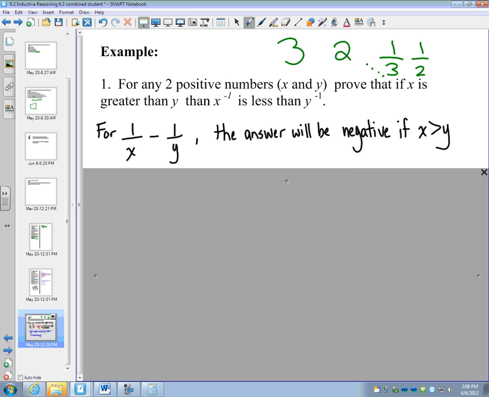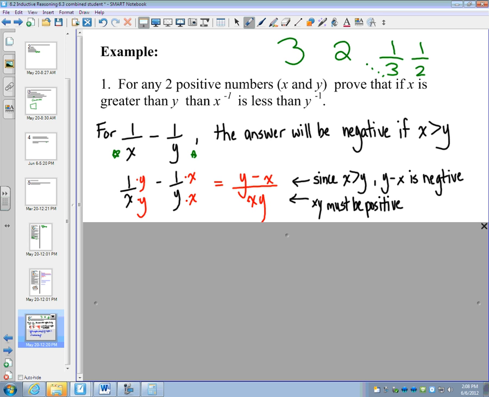Okay? So for 1 over x minus 1 over y, the answer will be negative. Because x is bigger than y, this is a smaller fraction than this is. That's just a fact. Now what I did is I got a common denominator. I multiplied by y over y and x over x. So I have y minus x over xy. So I'm saying since x is greater than y, here I have a negative, and here I have a positive.